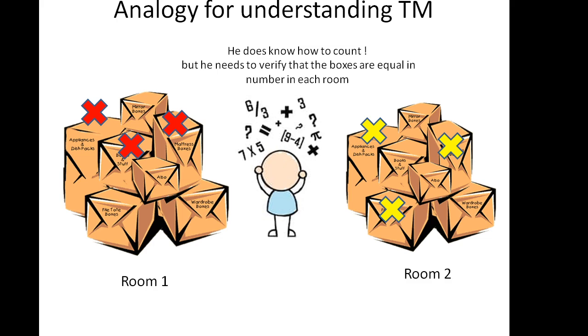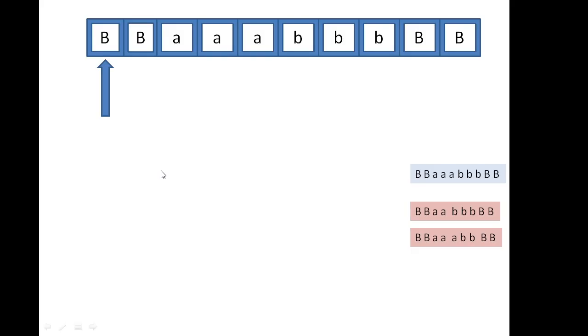Correct? So what did he do? How did he compare the boxes of room 1 and the boxes of room 2? He compared them by putting a mark on them. That is exactly what your Turing machine does. It can move to the room on the right hand side, or it can move to the room on the left hand side, and it will compare by changing the initial alphabets to something else. Okay, so let's see it with an example.